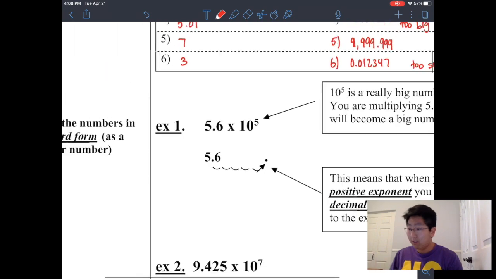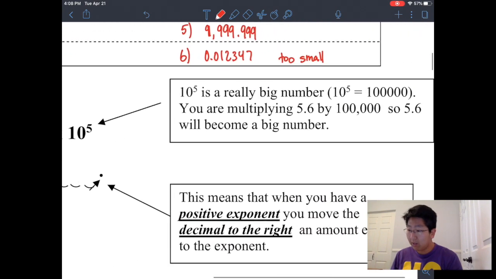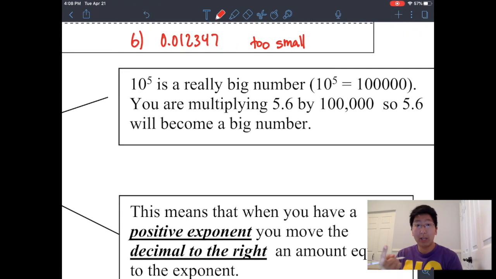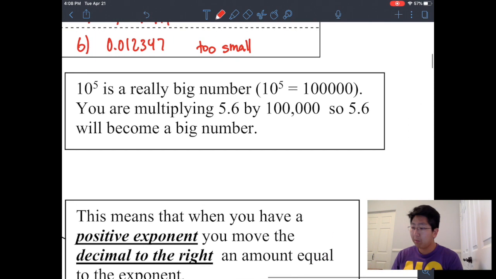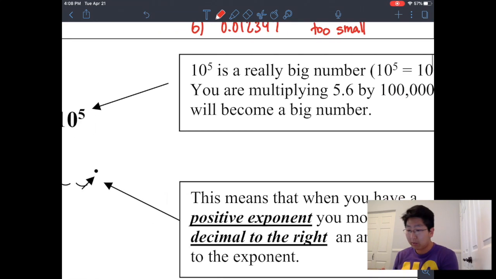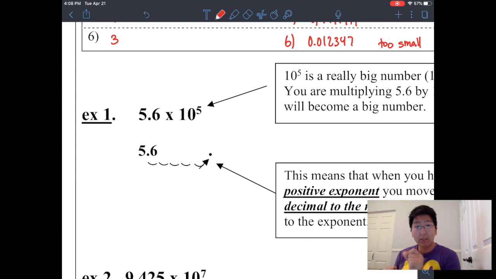Now, I want you to notice that 10 to the 5th is a really big number. It means 10 times 10 times 10 times 10 times 10. And really 10 to the 5th power equals 100,000. Okay? So right here, what we're doing is we're taking 5.6 and we're multiplying it by 100,000, which means that the number is going to be very big.